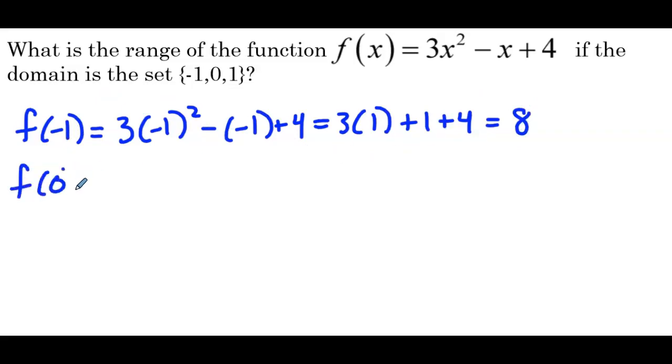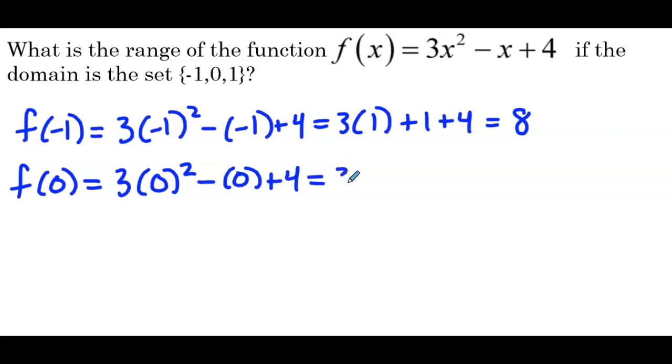Next, we'll evaluate f of 0. So substituting 0 in for each x, we have 3 times 0 squared minus 0 plus 4. So we have 3 times 0 minus 0 plus 4. So we have 0 minus 0, which is 0, plus 4 is 4. So if we input 0, our output is 4.